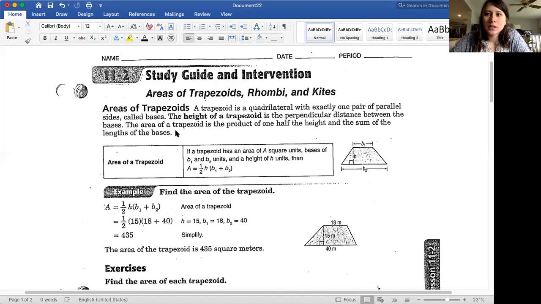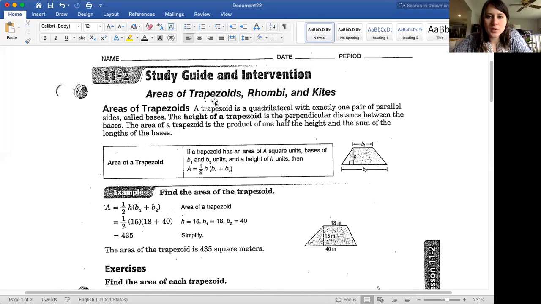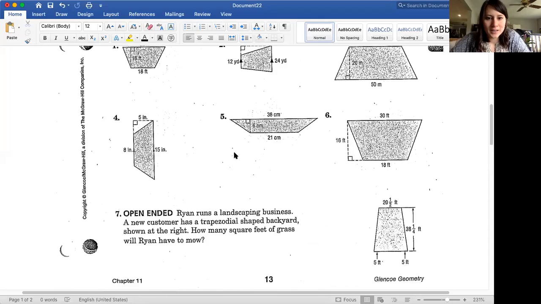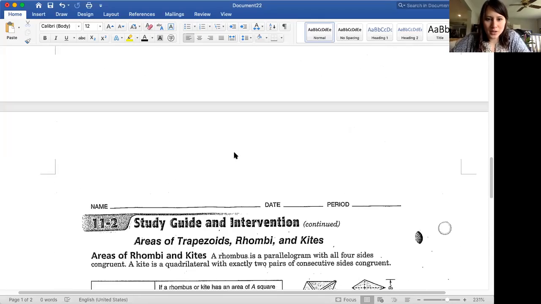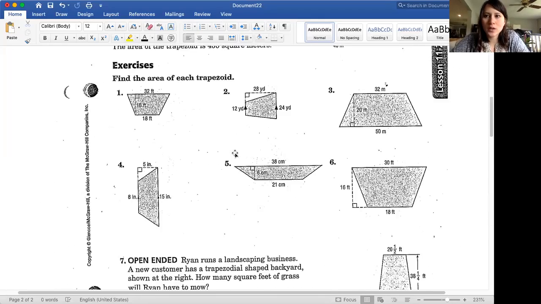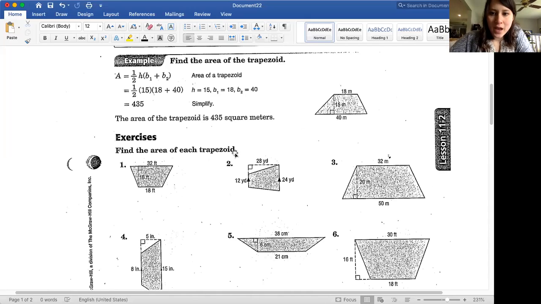Hello, in this lesson, we're going to be taking a look at Chapter 11, Lesson 2. And here we're going to talk about finding the area of trapezoids, rhombi, and kites. And so we are going to get to take a break from looking at perimeter, and we'll just get to focus on looking at the area today.